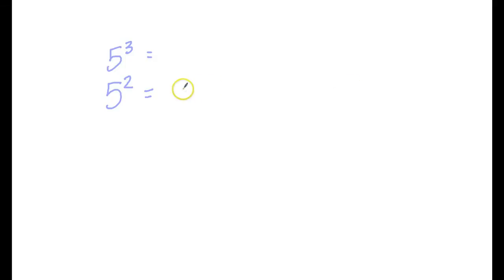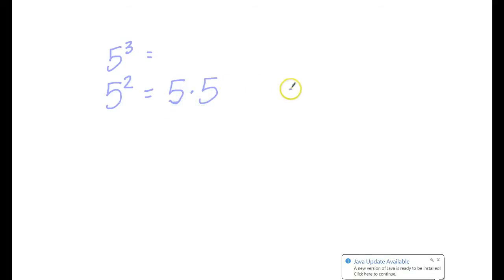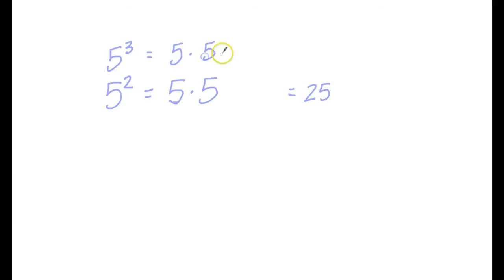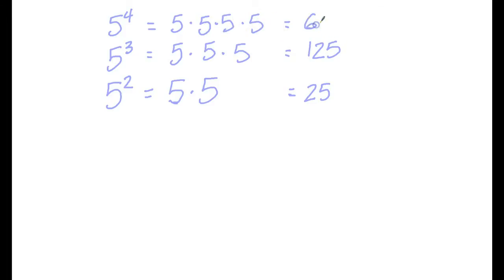So we have 5 squared. That's equal to 5 times 5, which is equal to 25, okay? Then we have 5 cubed. That's equal to 5 times 5 times 5, and this one is 25 times 5, which is 125. Okay, well then, what happens if we have 5 to the 4th? That's going to be 5 times 5 times 5 times 5, which is equal to 625.